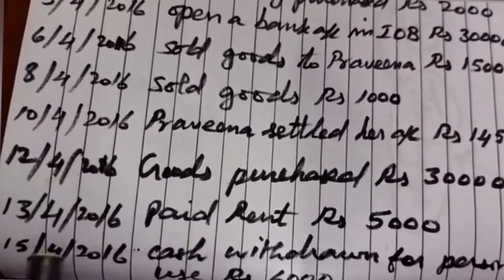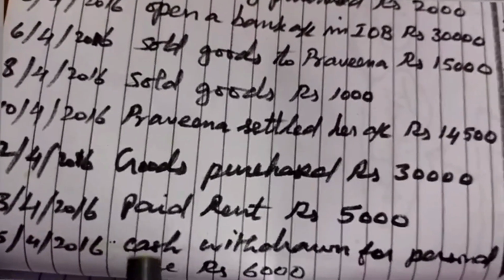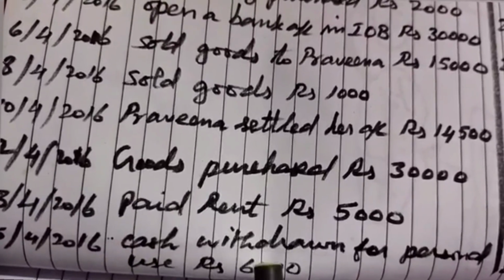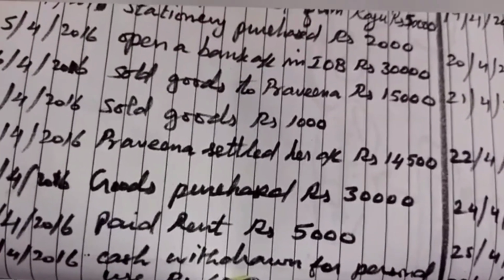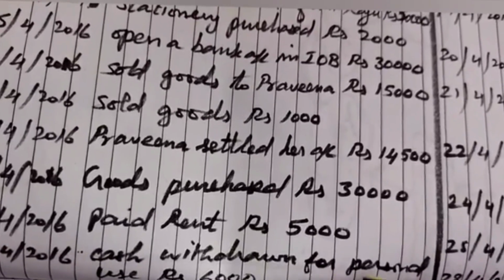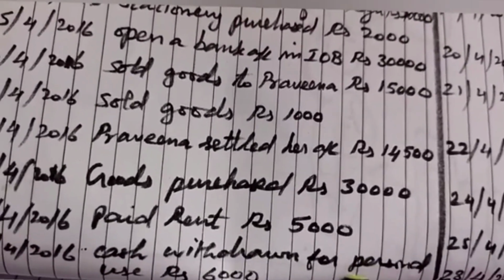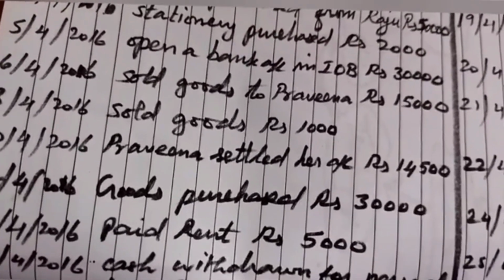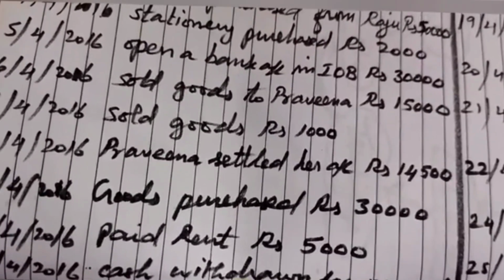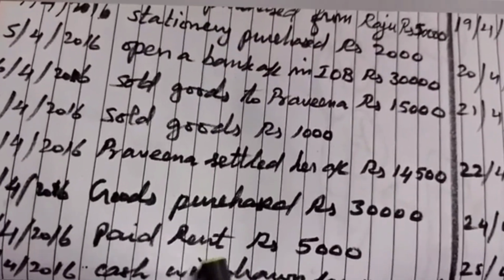What is the next transaction? 15th April 2016. Cash withdrawn for personal use. Rupees 6,000. From the business, you are the accountant of the institution. You are giving money to the owner. So cash is going out. So as per real account, credit what goes out. So cash account should be credited. Drawing account should be debited. Now we can prepare the journal.